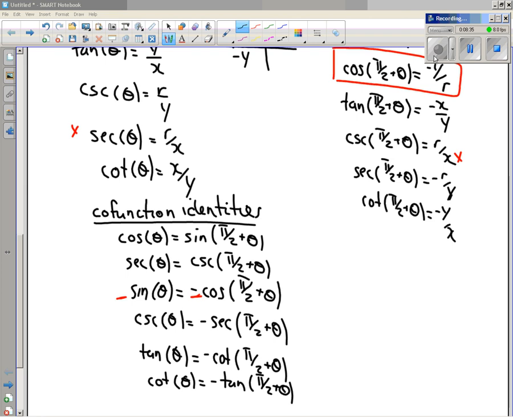Okay, so we can go through and finish off our list, matching them. They're off by a negative, so we put a negative in. And these are going to give us 6 more identities that we can add to our list from yesterday.